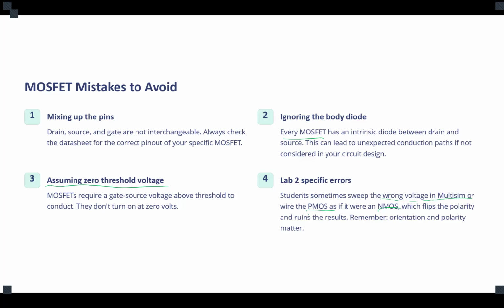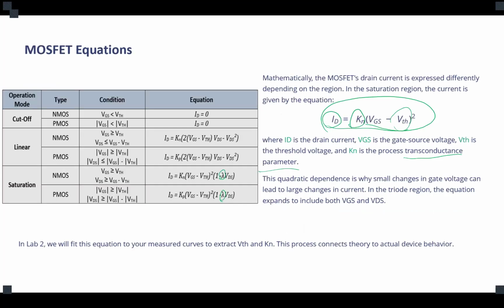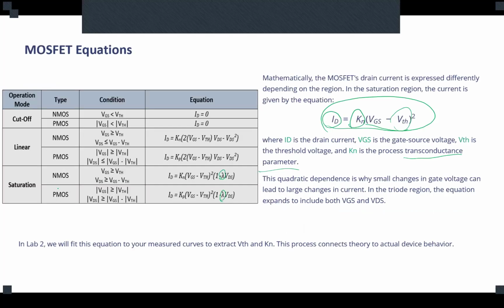Are we good? And basically, you can see when we talk about the PMOS, we talk about the absolute value of each voltage. But in NMOS, we directly talk about the voltage itself. That is because of that reverse polarity. Make sense? Is that clear?